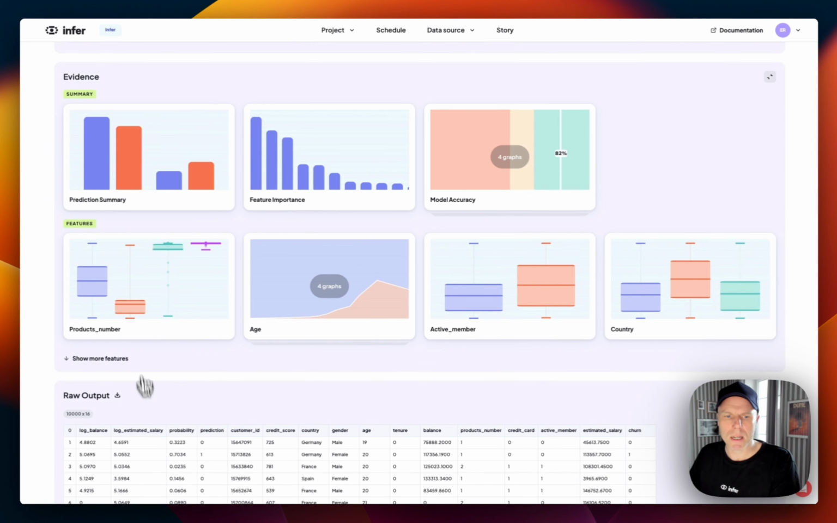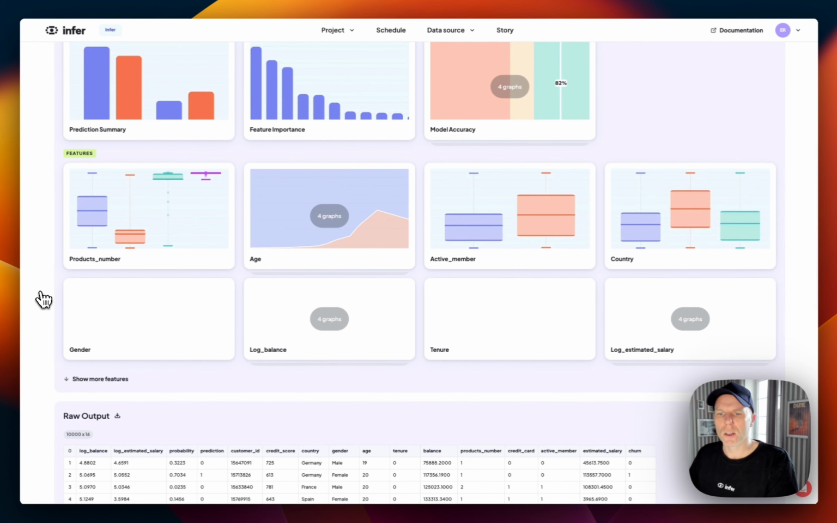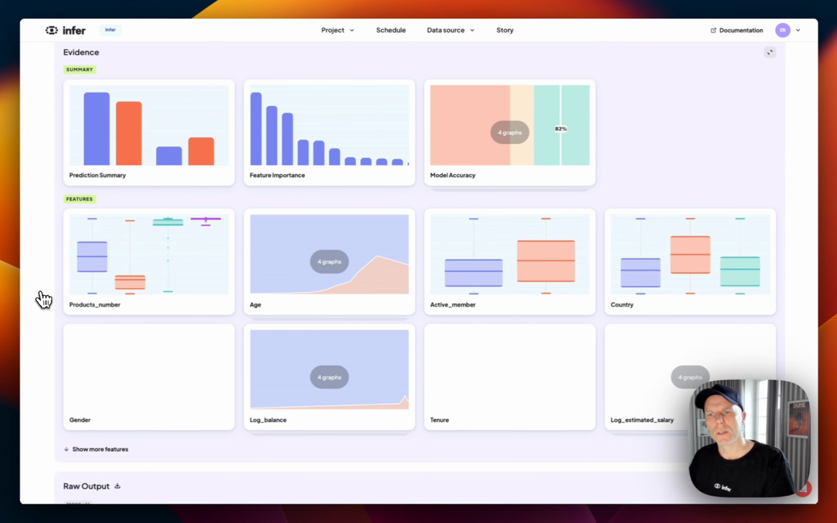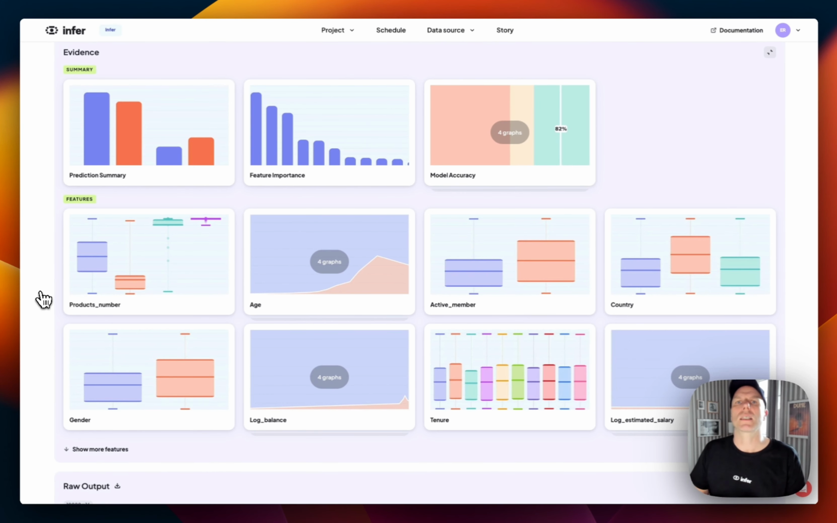You can do the same analysis on all the other features. You can produce more of these charts and look into them and get more of an understanding of what the factors in your data set are that drive churn.